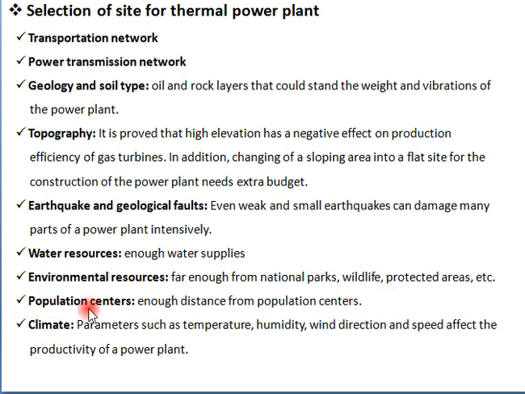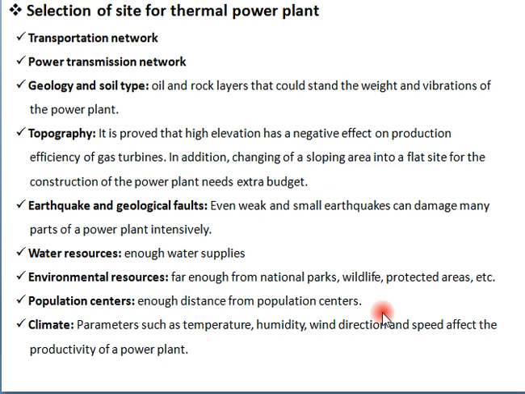Then after that, pollution centers. There should be enough distance from pollution centers, because we can't locate the plant near cities, where human beings live. If much pollution is created and goes into the atmosphere, it affects human health. So we should maintain the distance between human city areas and the plant.